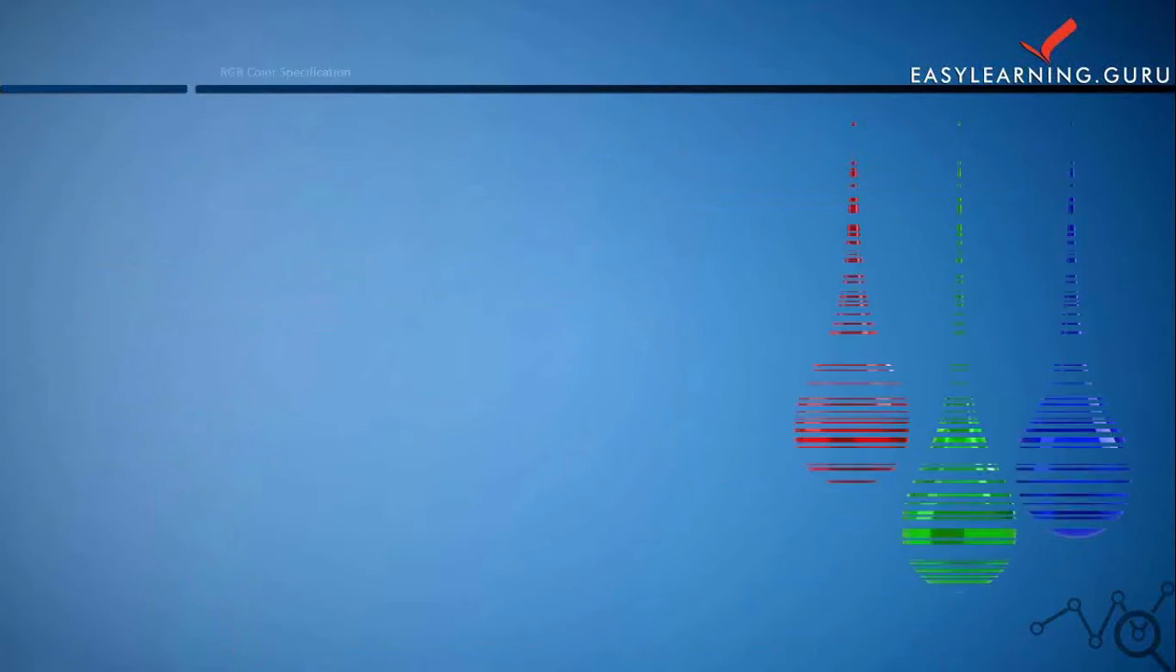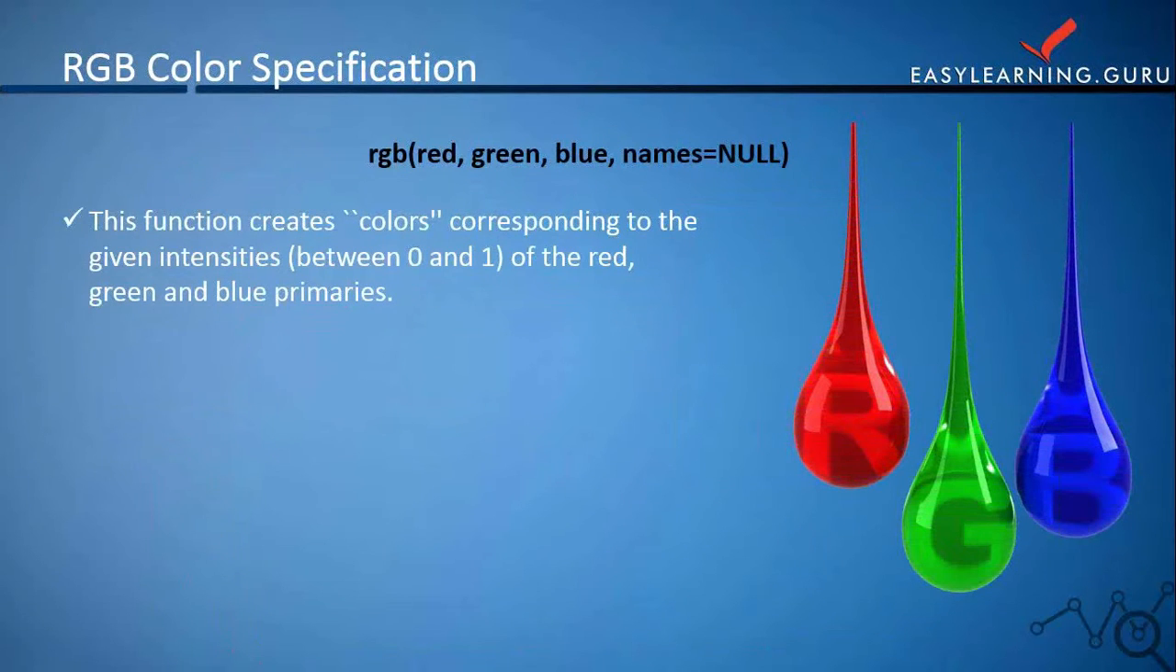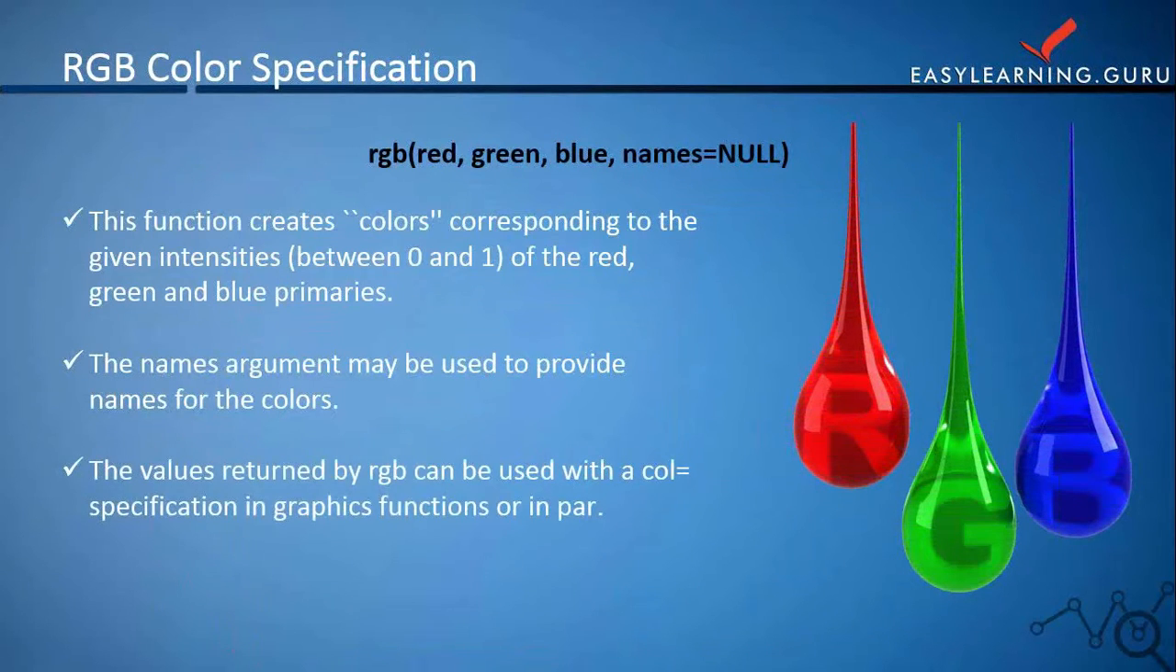Let's talk about RGB color specification. The following command is used for the specification in the RGB package. In this we have the rgb function. This function creates colors corresponding to the given intensities between 0 and 1 of the red, green and blue primaries. The names argument may be used to provide names for the colors. The values written by rgb can be used with the col equals specification in graphics functions or in the palette function. Let's see the implementation of RGB in R.